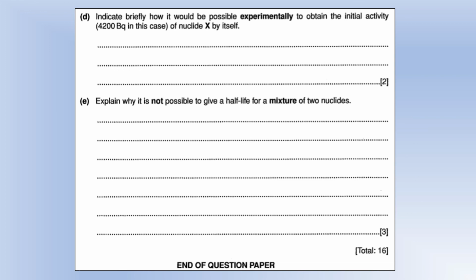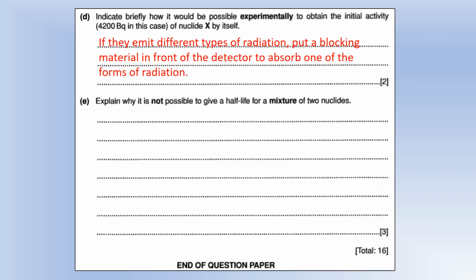Okay. So indicate briefly how it would be possible experimentally to attain the initial activity of nuclide X by itself. So one thought I had is they may well be emitting different types of radiation, so you could use some sort of blocking material in front of the detector to absorb one of the forms of radiation. You could also do something like use a mass spectrometer to separate the 2 materials. You may be able to dissolve one of them. There's a few different ways of separating them, but this is the simplest one to do experimentally, I think.